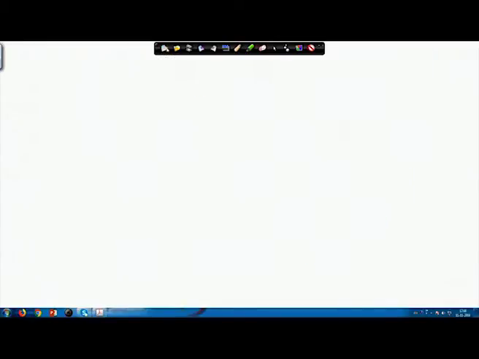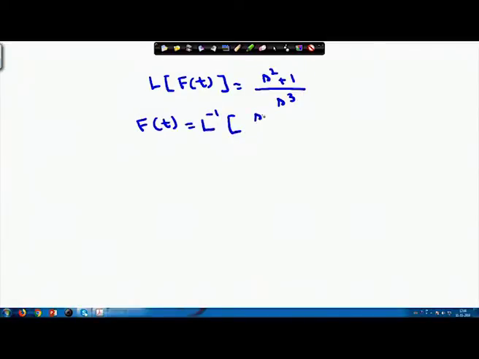So, in the next step we can write down Laplace transform of f(t) equals s square plus 1 by s cube. So, you can find out now f(t) will be Laplace inverse of s square plus 1 by s cube. Once I am getting this, I can write down Laplace inverse of 1 by s plus 1 by s cube.